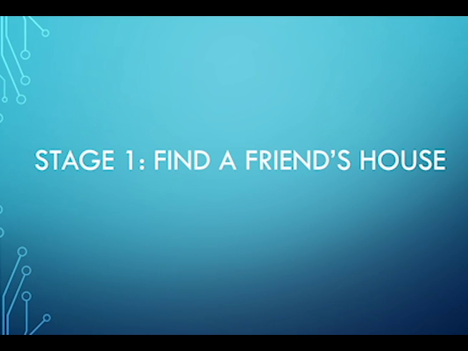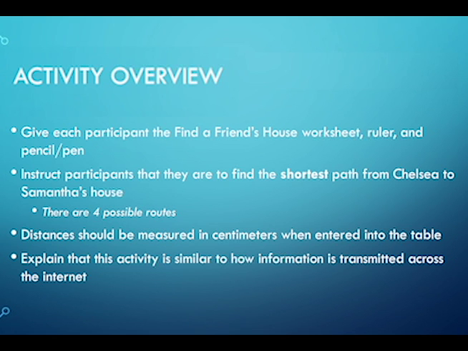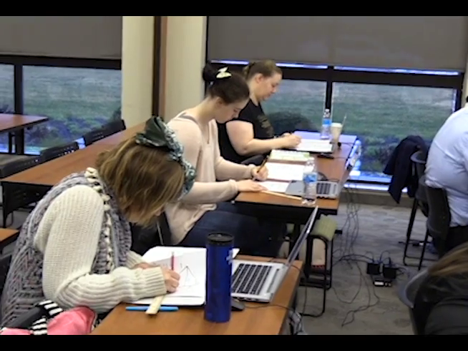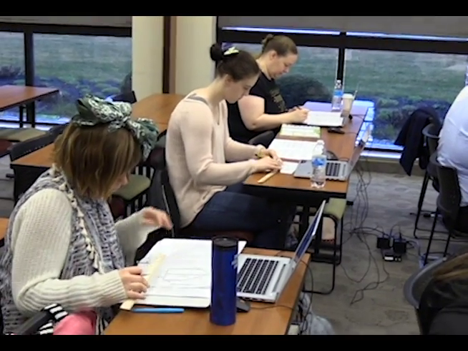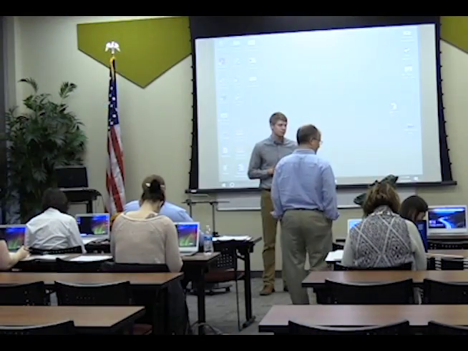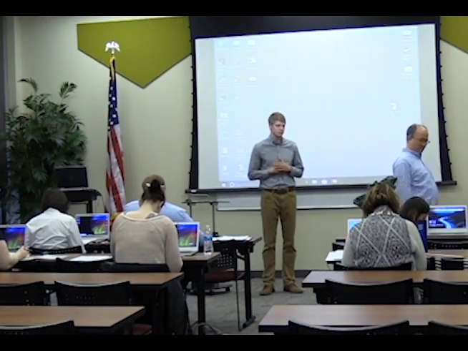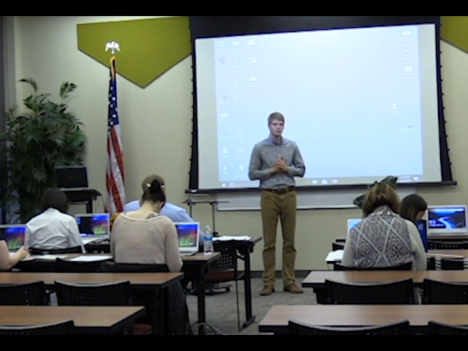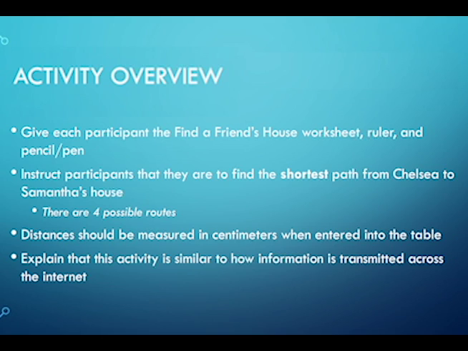The first activity in this workshop is called Find a Friend's House. In this activity, you're going to give each person a Finding a Friend's House activity worksheet, a ruler, and a pencil or pen. Instruct participants that they have to figure out which is the shortest path to get from Chelsea's to Samantha's house. There are 4 possible routes they could take to get from one house to the other. All of the possible routes are listed in the table on the worksheet.